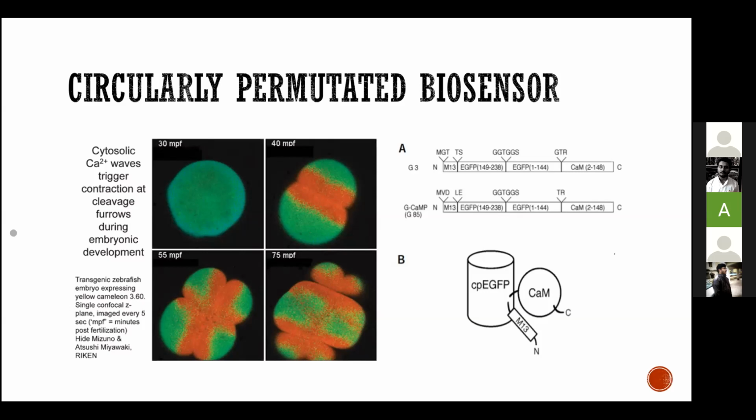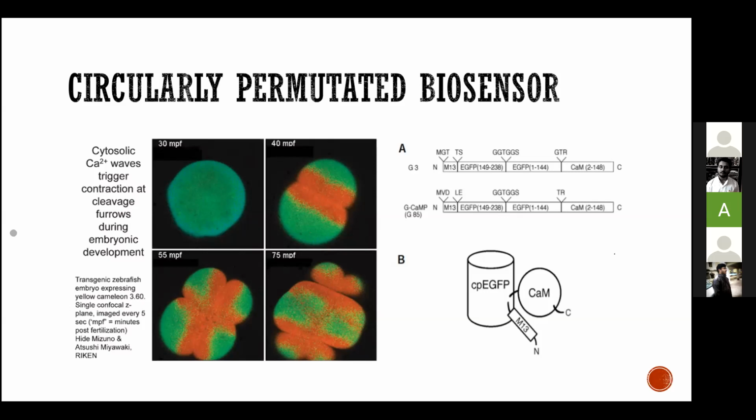In this quadrant, you see the biosensor active at the furrow, because while furrowing, Ca2+ ion comes and it sends out waves of contraction. And that is what triggers the furrowing of this zebrafish embryo further.